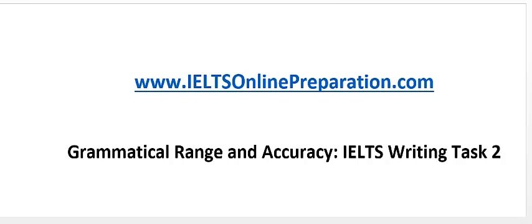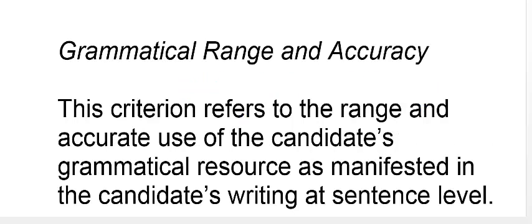www.ieltsonlinepreparation.com, and in this video I'll be talking about IELTS Writing Task 2, specifically the criteria of grammatical range and accuracy. So what is grammatical range and accuracy? Well, this criterion refers to the range and accurate use of the candidate's grammatical resource as manifested in the candidate's writing at sentence level.